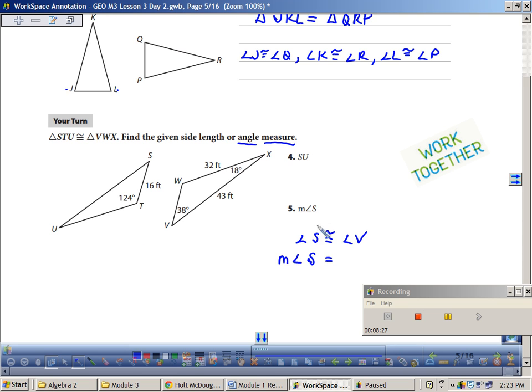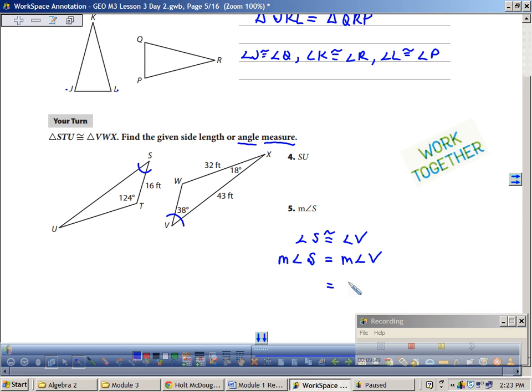All right, so let's work with this. If I know that S is congruent with V, then I can say the measure of S is equal to the measure of V. You see the difference? Well, what is the measure of angle S? We don't know, right? But we do know the measure of angle V. How much is the measure of angle V? 38. So how much is the measure of angle S? 38 degrees.